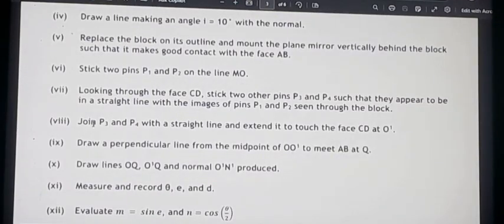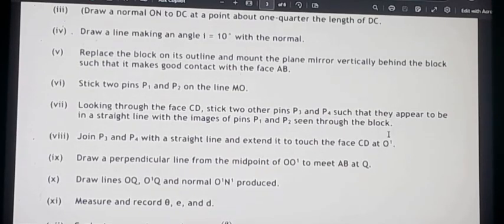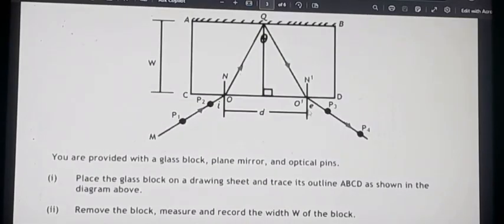Okay. So after you have done that, you then remove the two pins, then join P3 and P4 with a straight line and extend it to touch the face CD at O'. So this is O' here. You just draw it to touch this and then draw another normal here to form O'N'. That's the new normal.